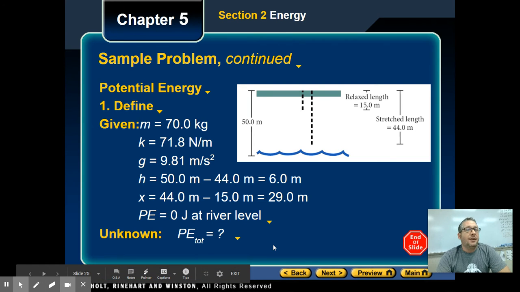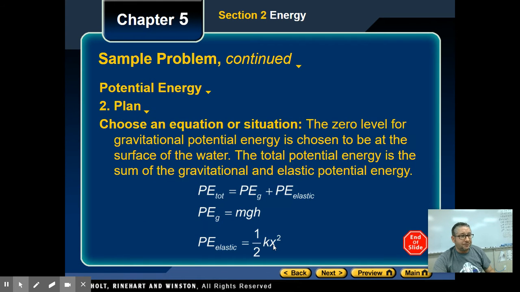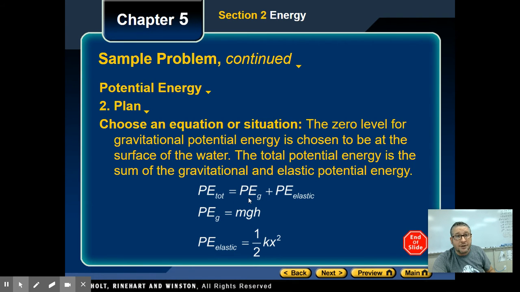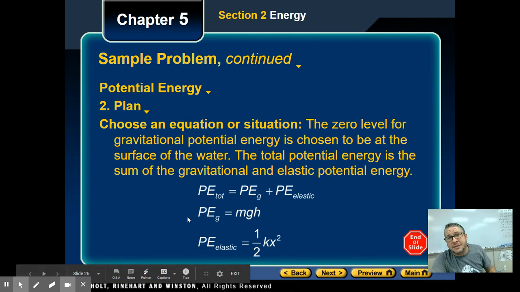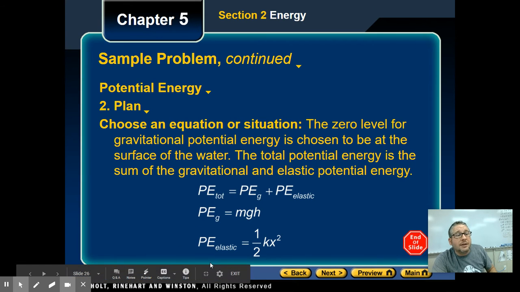Take a deep breath, and think of these as individual calculations. To find the total potential energy, we take the gravitational potential energy and the elastic potential energy and sum them up. But let's solve for each of these components individually. Gravitational potential energy is mass times gravity times height. Elastic is 1/2 kx squared.